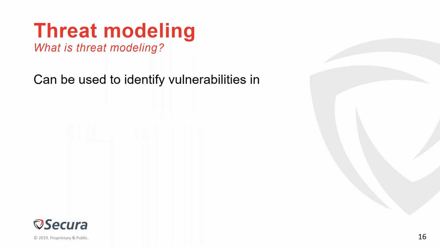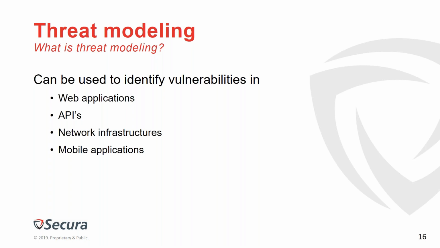So what can you actually use it for? Well, threat modeling, that's both its strength and its weakness, especially in the STRIDE method that is developed by Microsoft, it is quite abstract. So that means that you can use it to identify vulnerabilities in a lot of different things, like web applications, APIs, network infrastructures, mobile applications, physical systems, but often in combination with attack trees, things like that, IoT devices, etc.